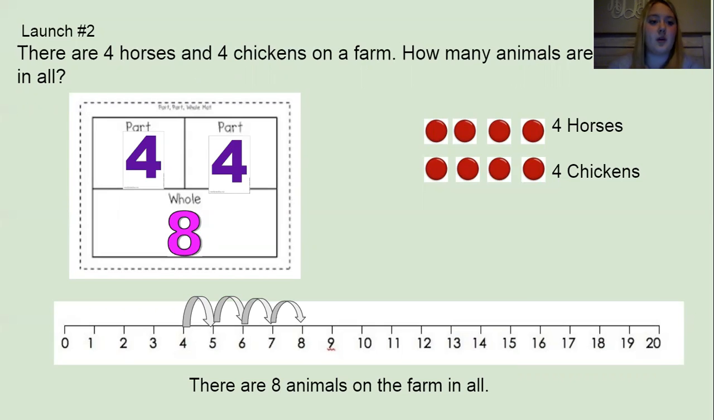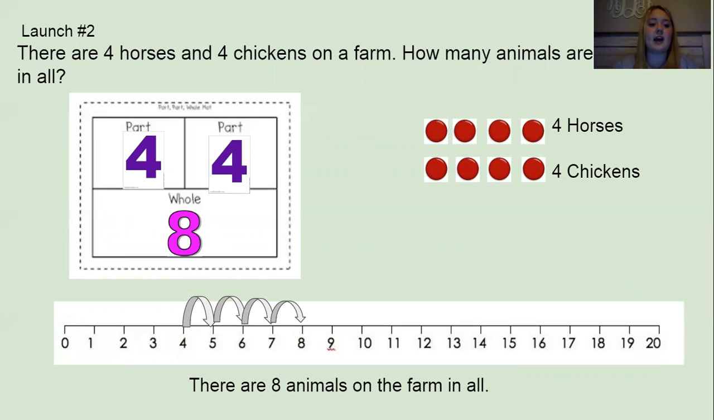So when we use our part-part whole map, we can look at our problem and we see that there are 4 horses and 4 chickens. Those are the pieces of the problem that we know. Those are the 2 parts. So on my part-part whole map, I'm going to put a 4 in this square that says part, and a 4 in the other square that says part. Those are my 2 parts. And since we know that we are adding to try to find how many there are in all, our whole number is going to be our answer. So we don't know that yet. We have to figure out what that is.